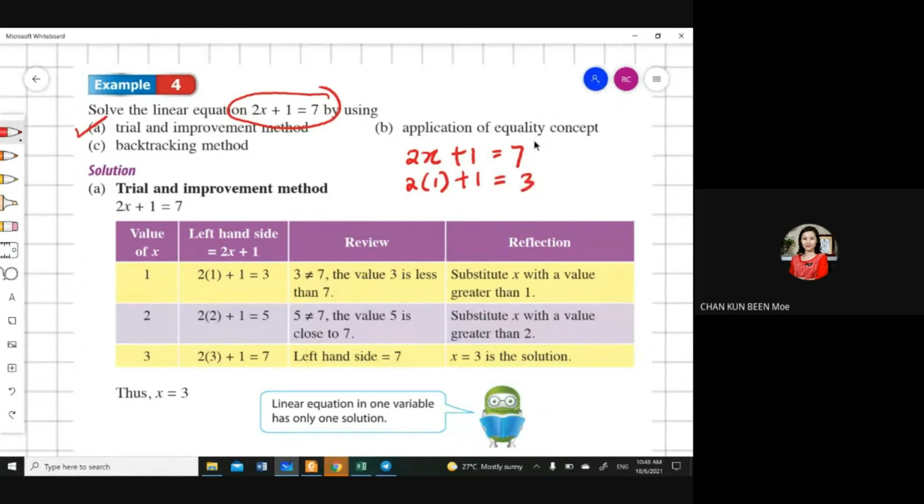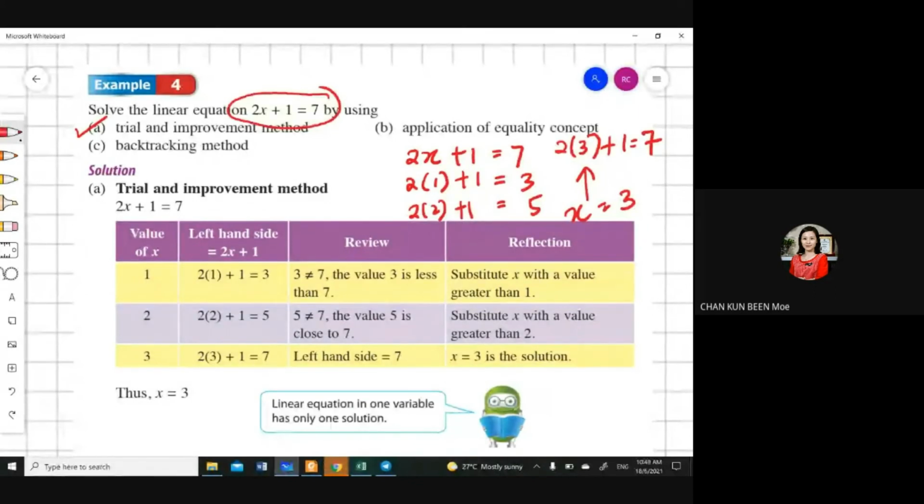I will keep trying again. The number is very low, so I'm going to try a bigger number. 2 times 2 plus 1. 2 times 2 equal to 4, right? 4 plus 1 is 5. I still don't get the answer, but I'm almost getting it, so I'm going to increase the number again. I keep trying, that's why they call it trial and improvement method. So 2 times 3 right now, how much is it? 6. 6 plus 1, 7. Yes, I got it. Therefore, the solution or the value of x is equal to 3. So we call it trial and improvement method.